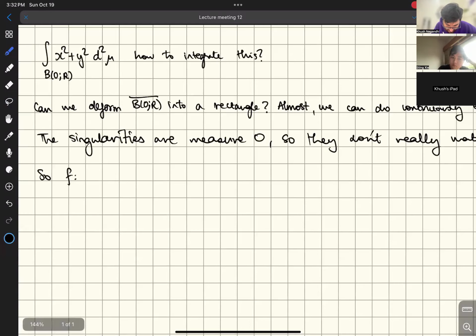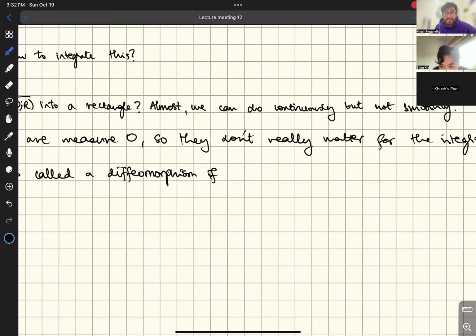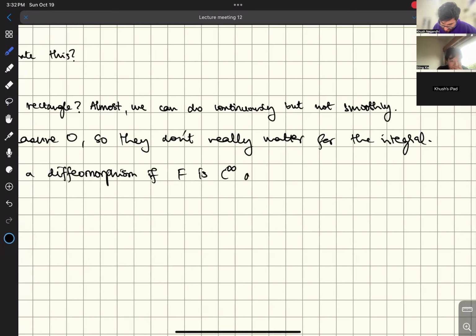So f from U to V, let's call this f from V to U, is called a diffeomorphism if f is C infinity. Have you seen this notation before? Yes. Okay. And bijective, so that f inverse is also C infinity. Very simple.